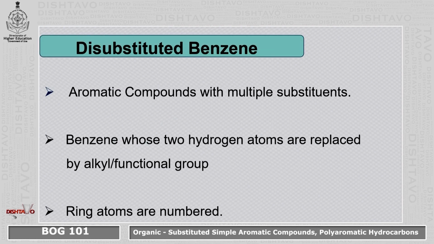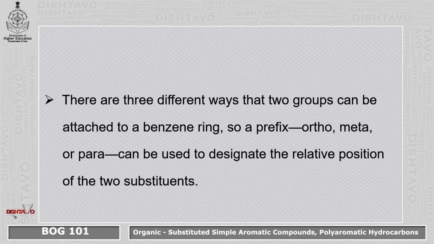Now we go to the disubstituted benzene. These aromatic compounds are with multiple substituents. Benzene whose 2 hydrogen atoms are replaced by an alkyl or a functional group. And in this case, the ring atoms will be numbered. Now, there are different ways. There are 3 ways actually that 2 groups can be attached to a benzene ring. So, a prefix of ortho, meta, or para can be used to designate the relative position of the two substituents.